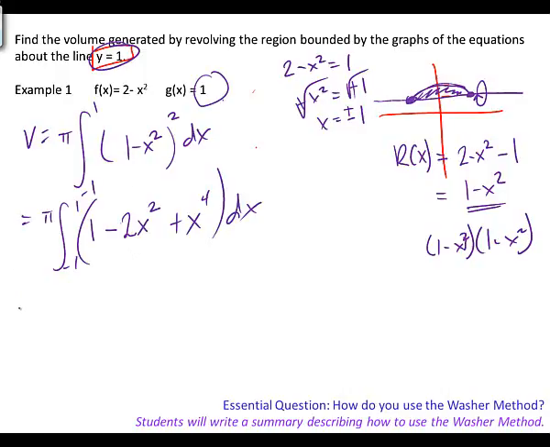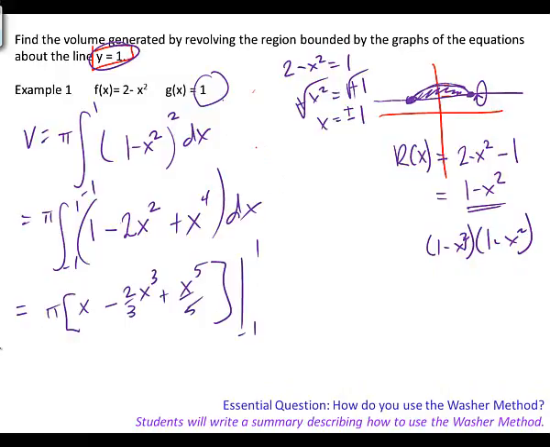Integrate. So it's not anything different than what we've been doing for months, okay? It's a slightly new beginning process. So what do I integrate? 1, what do we get? x minus 2/3 x to the third. Everybody okay with that? Plus x to the 5th over 5, from -1 to 1. Okay.